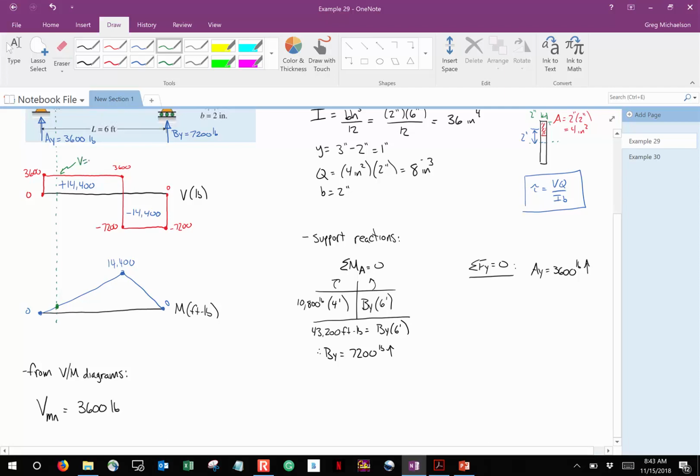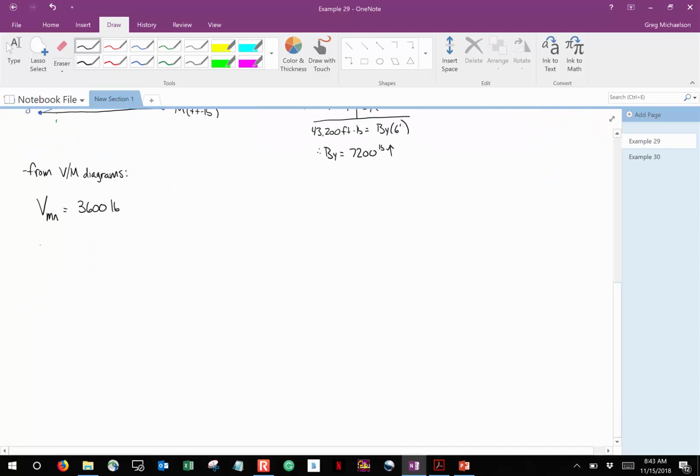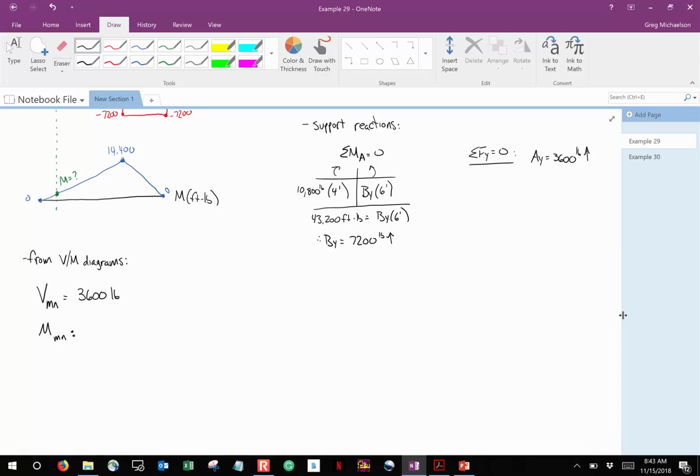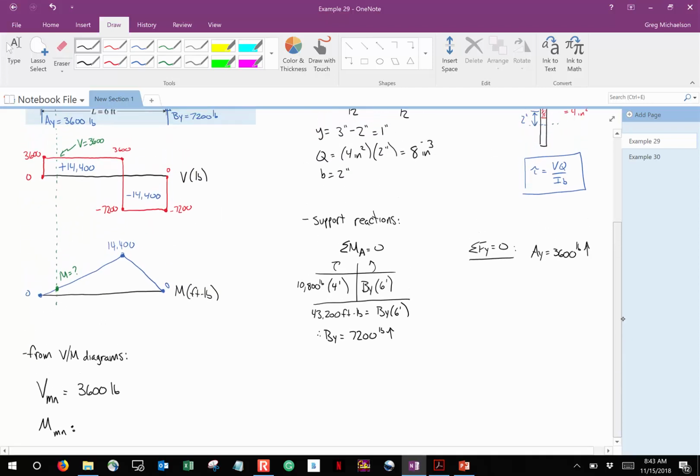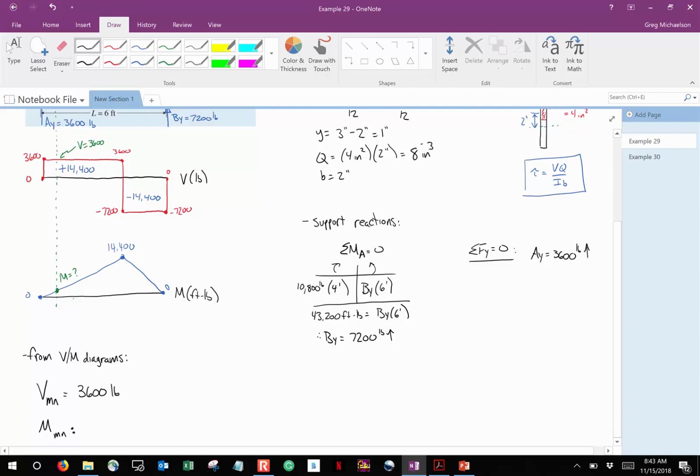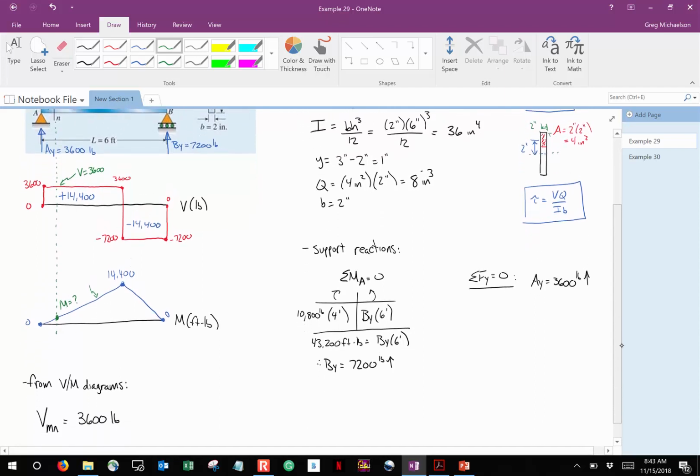So we know that this shear is 3,600 pounds. This moment might be a little challenging. The way I see it, there's two ways of doing that. What I think is the easiest way is to just use linear interpolation. So for the moment, what we can do is this. We can say, well, this is a line, and so all we have to do is use slope ratios. So if we look at this line right here, what do we know about this line? Well, let's look at rise over run. We know that we rise 14,400 over a distance of 4 feet.